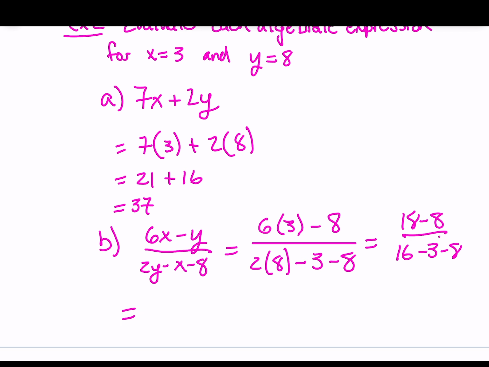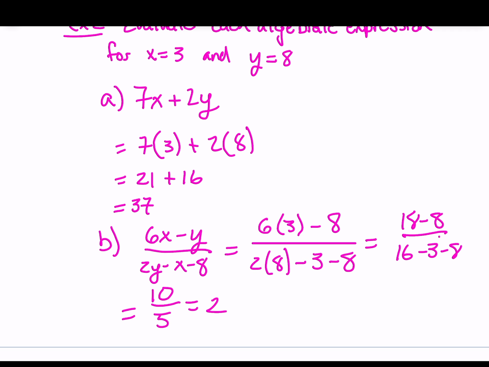So 18 minus 8 in the numerator is 10. And then in the denominator, we have 16 minus 3. Left to right, remember, that's 13. 13 minus 8 is 5. So 10 over 5, 10 divided by 5 is 2. Okay, so that is evaluating algebraic expressions.